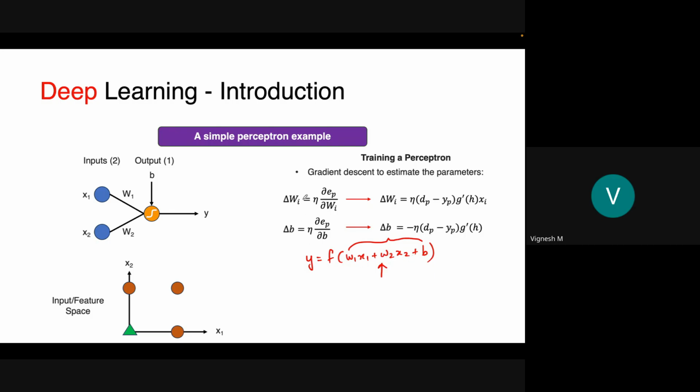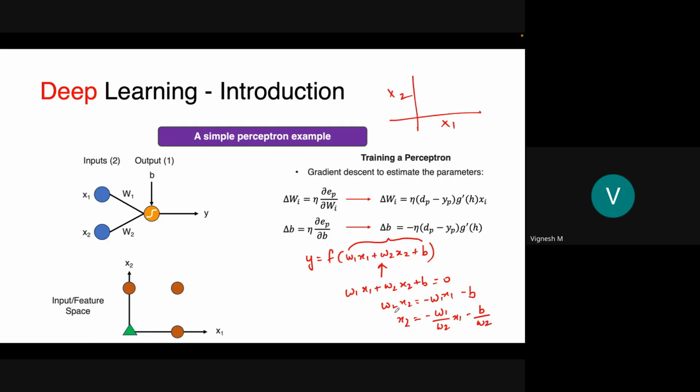So if you take your input feature space x1 and x2, now I can write this entire thing in terms of x2. If I take this as a line, this is w1 x1 plus w2 x2 plus b equals 0. So I can write this in terms of x2: w2 x2 equals minus w1 x1 minus b. So x2 will be minus w1 by w2 into x1 minus b by w2.